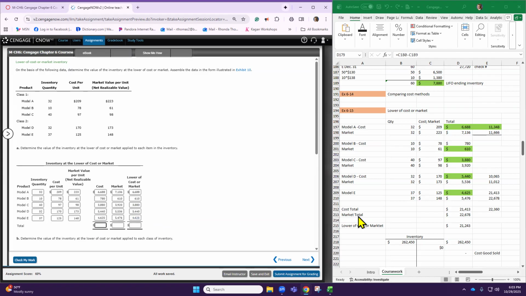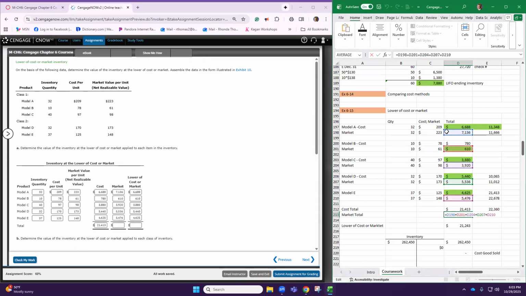Now we just add down. So here are all my costs. Now the green ones are the ones that are lower. There was only one that wasn't already our cost, but was the market that was lower. But this is our cost, our cost, our cost, our cost, our cost, and you add it together, and this is $21,413. Okay, same with this number.